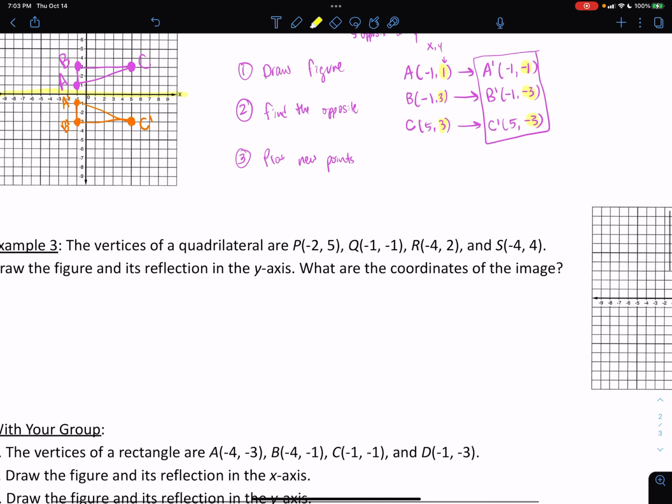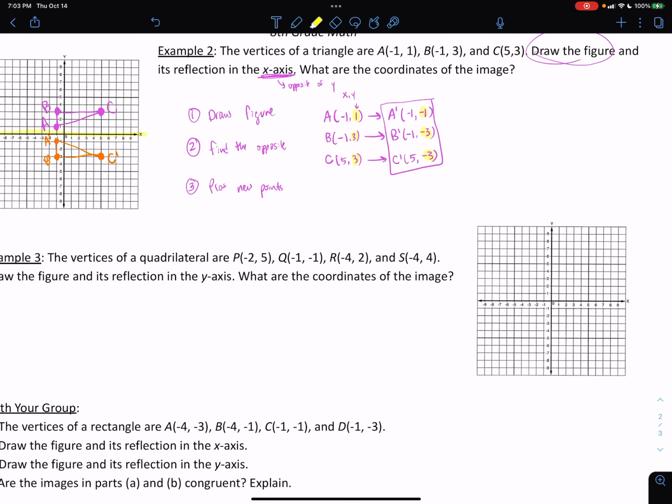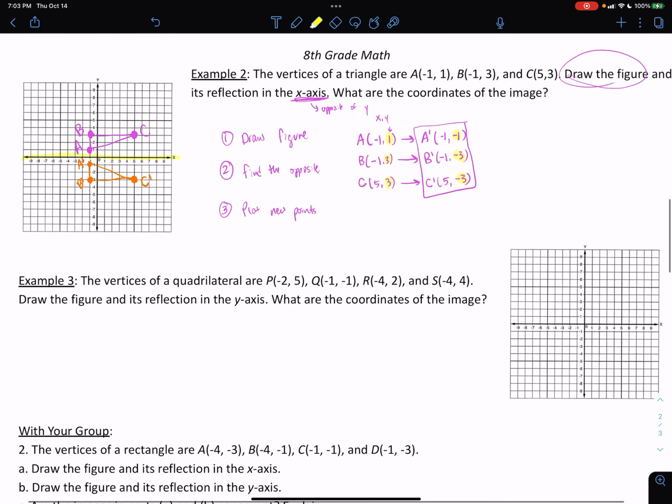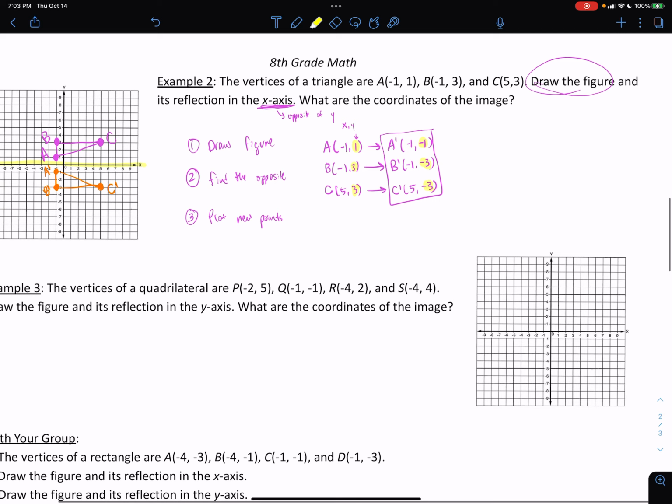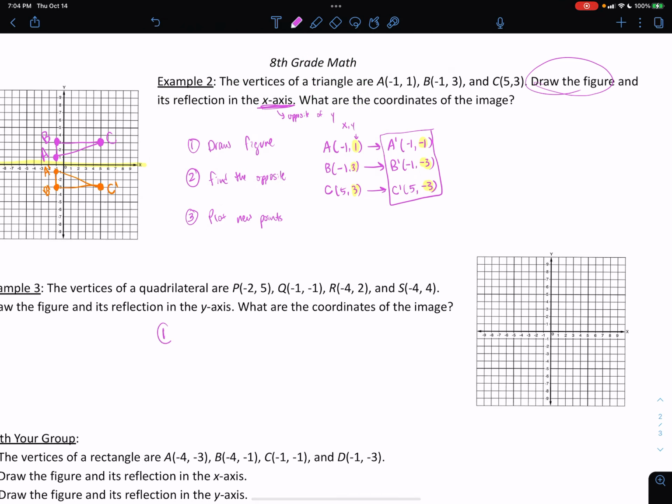Okay? So same thing with this one, example number 3. The vertices of a quadrilateral are the following: P, Q, R, S. Draw the figure and its reflection in the y-axis. So step 1, right? Let me go back to my purple. Step 1, draw the figure.